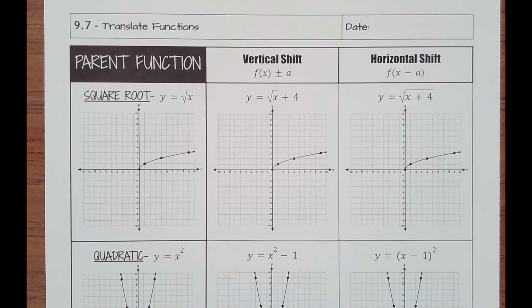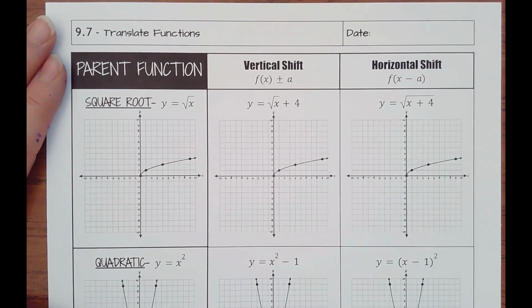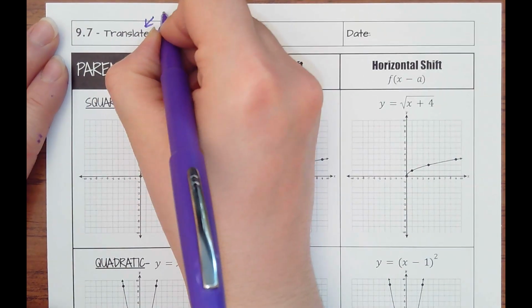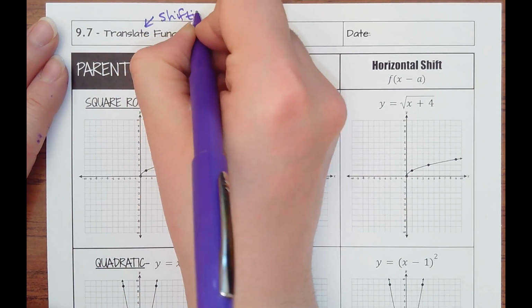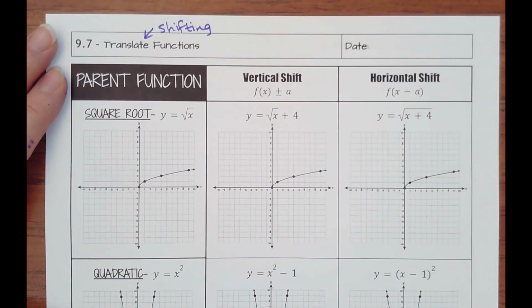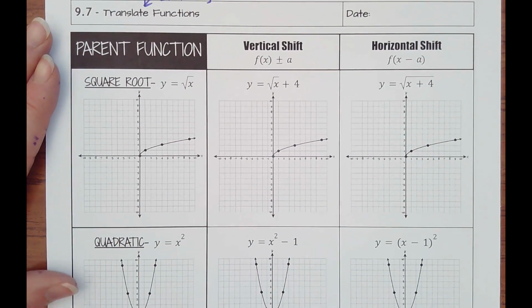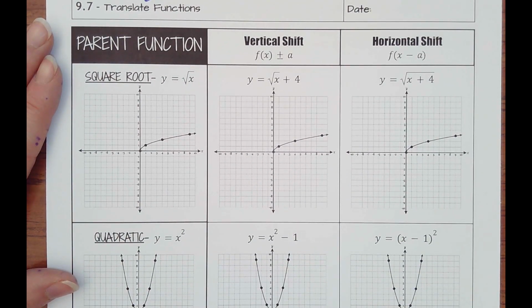Lesson 9.7 is translating functions. When you translate something, you're shifting it. So it might be up, down, left, right. Okay, and so first of all, we need to talk about what's called a parent function.